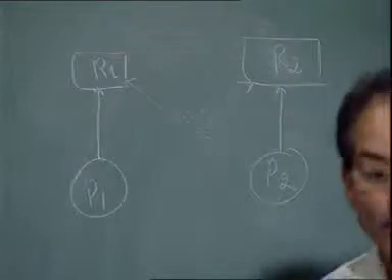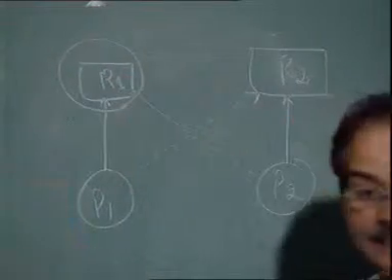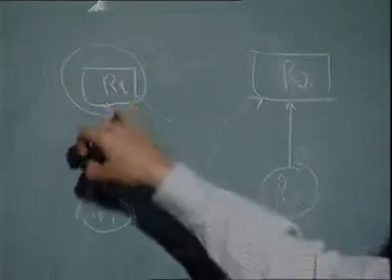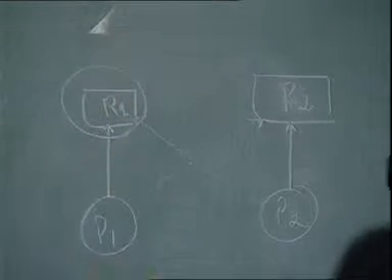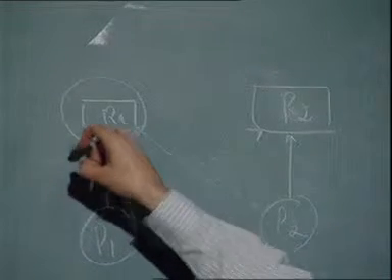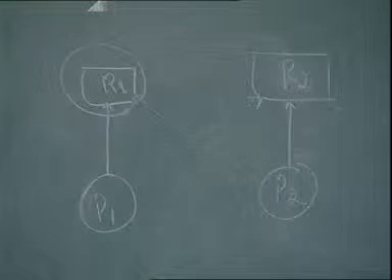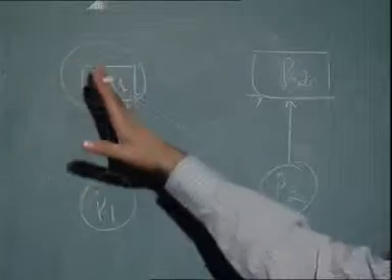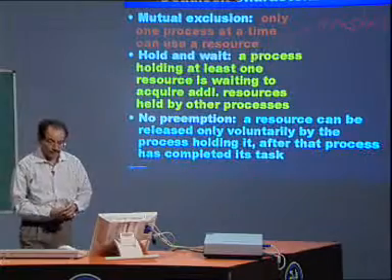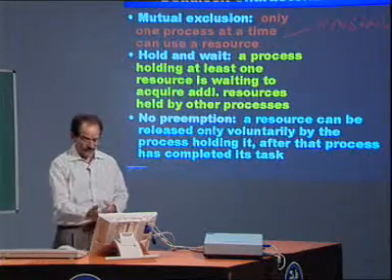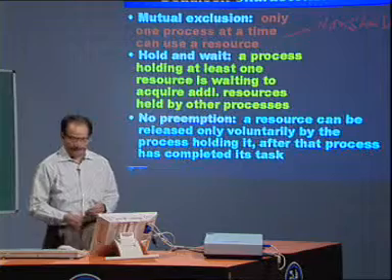Now, another condition is no preemption. The moment I hold this particular resource, I will not leave it until I have utilized it for my own uses. Until my use of the resource is complete, I will not release it. So, this is another necessary condition for a deadlock to occur: preemption of resources is not possible. This is the third condition: a resource cannot be released voluntarily by the process holding it until that process has completed its task.